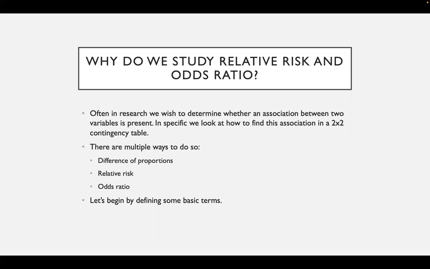So there are a couple ways to do so that we have discussed in the course. So the first one we looked at was difference of proportions. So this, we just took the proportion 1 minus proportion 2, and it gave us an estimate of the difference between the two. But sometimes this wasn't very insightful, as we'll see on the coming page. Next, we talked about relative risk and the odds ratio, which will be the focus of this presentation. So now that we've talked about these, let's briefly begin by defining some basic terms.